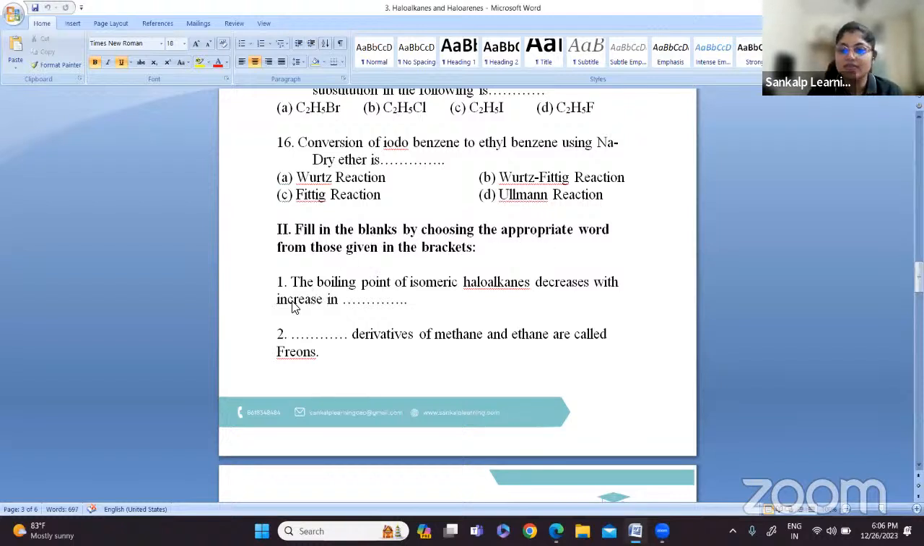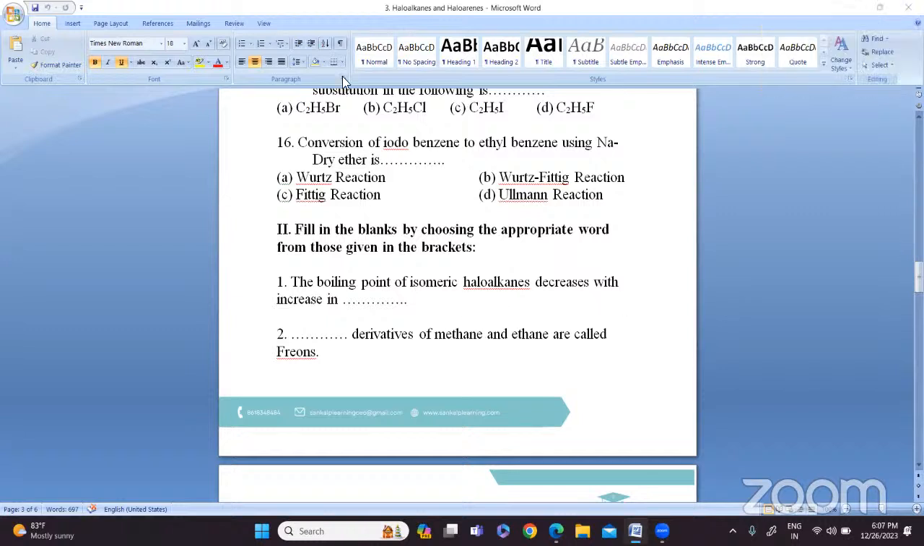The first one is: the boiling point of isomeric haloalkanes decreases with increase in... Okay, I've got the answer. Vidya has answered temperature. What about others? What do you mean by isomeric?